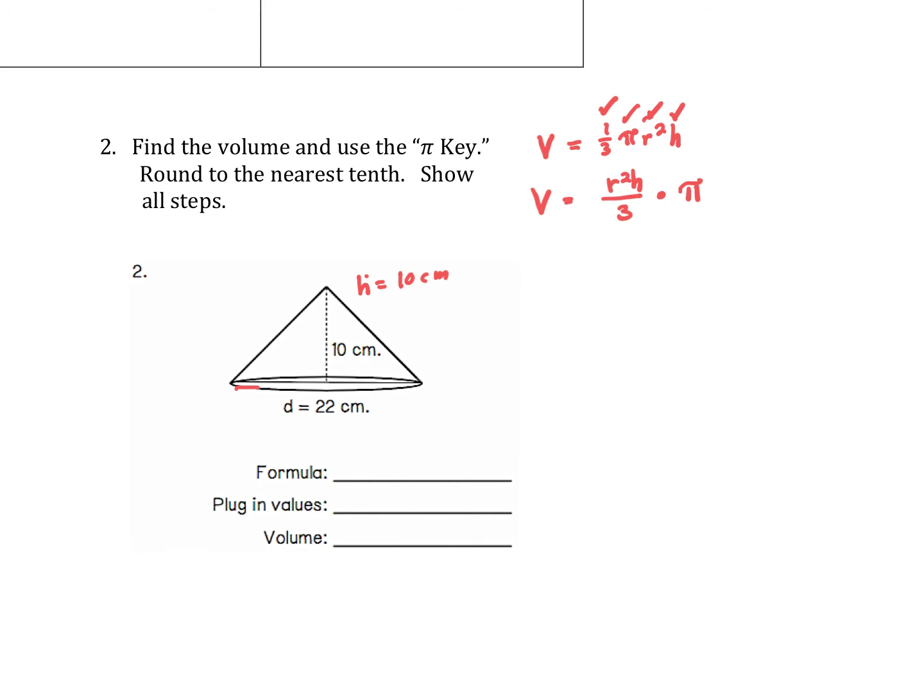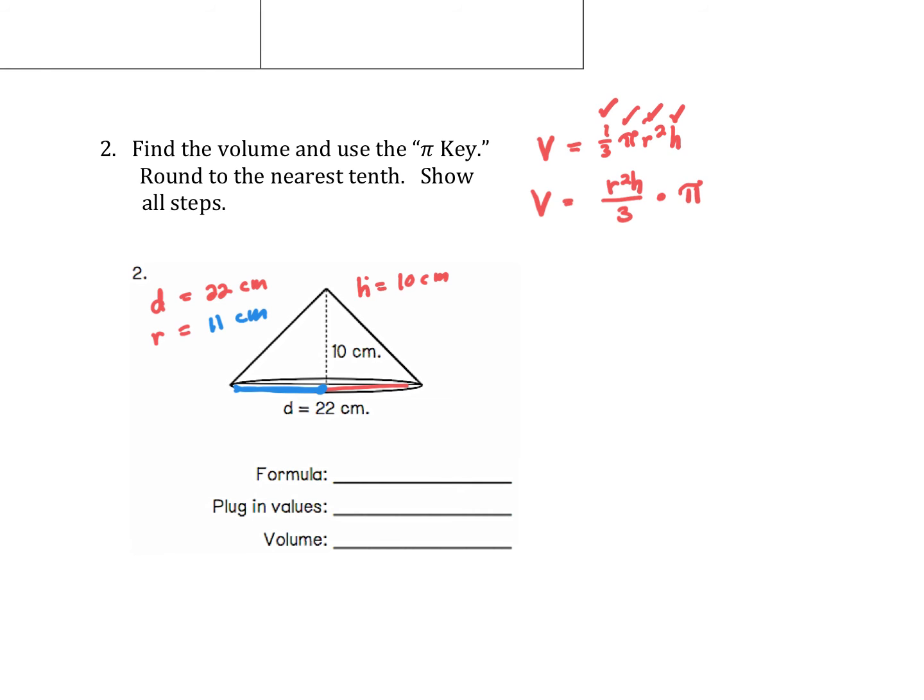Now if I look at this, it goes all the way across, so I know that's a diameter, and the diameter is 22 centimeters. But there's not a D in my formula, so I'm going to need the radius, not the diameter. So I'm going to take the diameter and divide it by 2, because I just need halfway across from the center out, and that will be 11 centimeters. So now I'm ready to substitute or plug in the values.